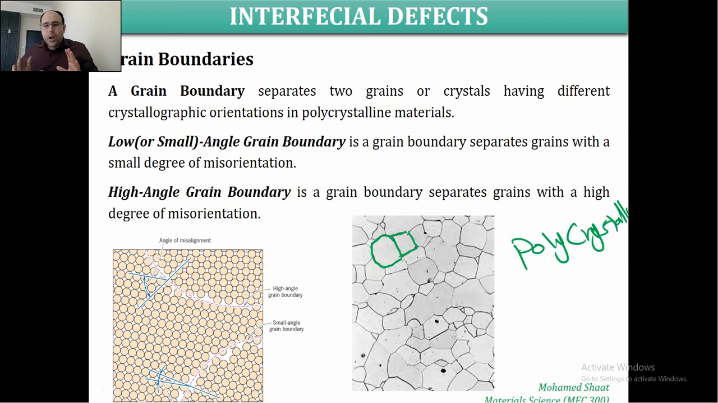Make sense? But since all of them have the same crystal structure, why are we still dealing with them as two different crystals? Yes, because there is a boundary between them. There is a boundary that makes us distinguish that this is one crystal and this is another crystal. They do have the same crystal structure, but they are different in terms of crystallographic orientation.